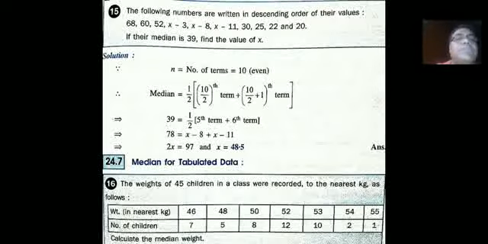So 1 by 2 into (x minus 8 plus x minus 11), 2 is multiplied on the other side, therefore it becomes 78 is equal to x minus 8 plus x minus 11. So 2x is equal to 97, x is equal to 48.5. I hope it is clear to you how to find the median for ungrouped data, which is data not in the form of groups. It is simply data given in open form that we arrange. So the rule is: sort the data, then find n, then find whether it is even or odd, then apply the formula and get the result.